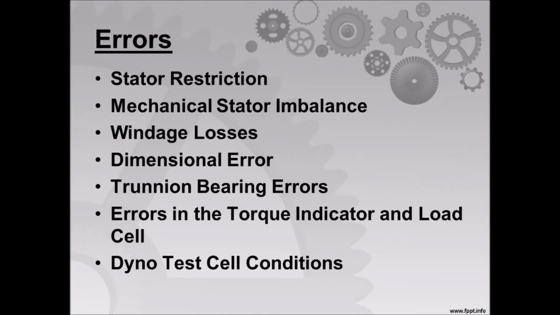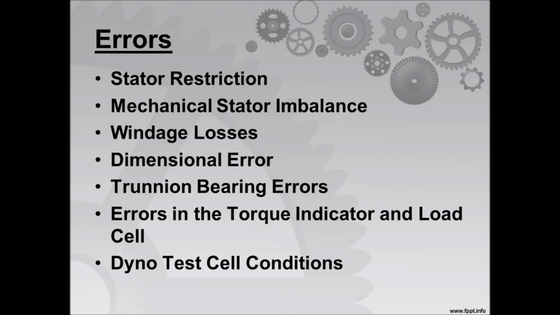Some sources of error which need to be considered when operating a dyno include the following. Stator restriction and mechanical stator imbalance are caused by wear, corrosion, and high temperatures, which result in a greater variance of the output. Windage losses, which are losses due to the spinning rotor, and trunnion bearing errors are introduced through rotational friction. These reduce the effective engine output seen by the dyno if not accounted for.